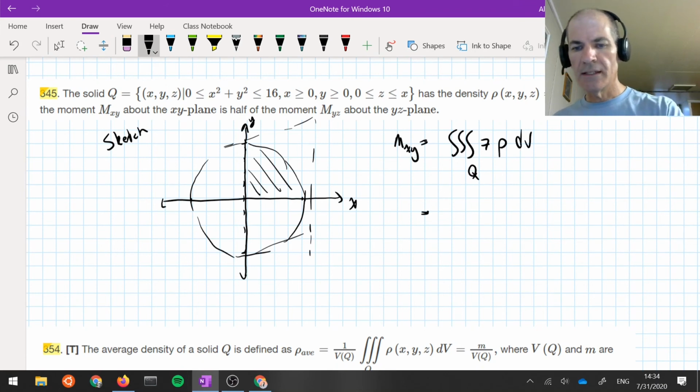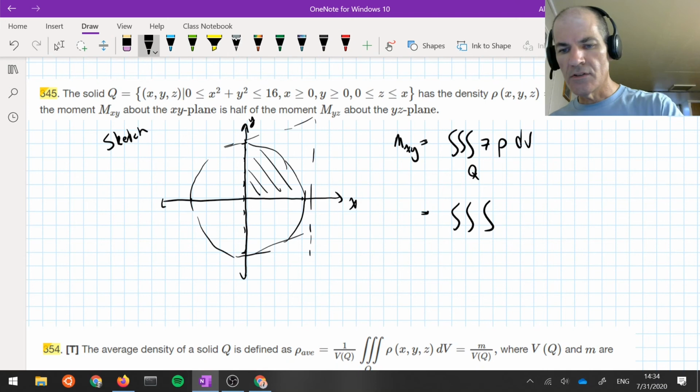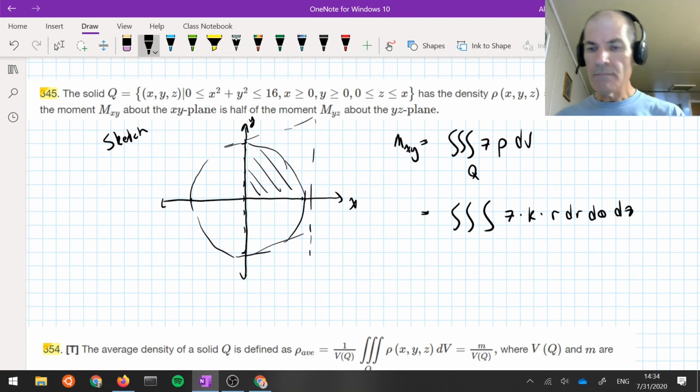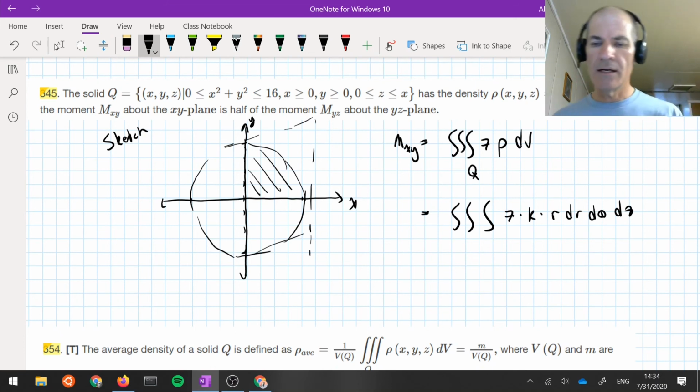And now let's fill in the pieces as if we're going to do this in cylindrical coordinates. In cylindrical coordinates, z stays z. Rho is just this constant k. We also have r dr d theta dz. And let's start filling in the pieces. So I'm going to just kind of go forward with this, and I'm going to hit a snag and hopefully illustrate a point, a bit of a teachable moment here.